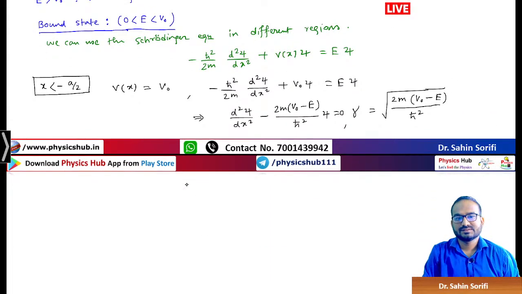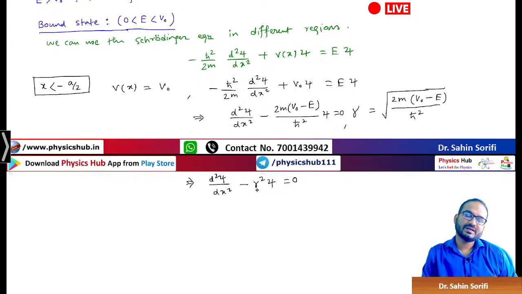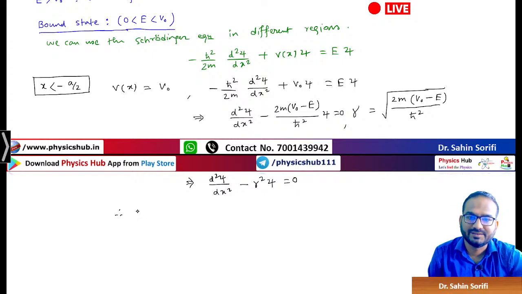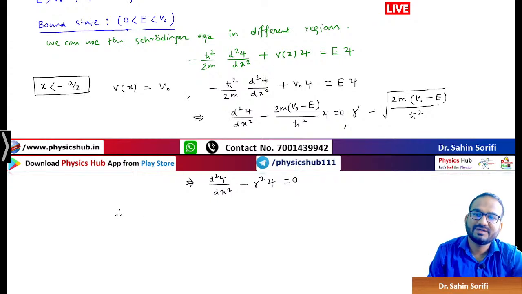And that makes the equation d square psi by dx square minus gamma square psi equals to 0. So this will give you the characteristic roots to be plus minus gamma, and as a result of that we can write the solution in this way. I am writing in terms of phi, although we have written in terms of psi.